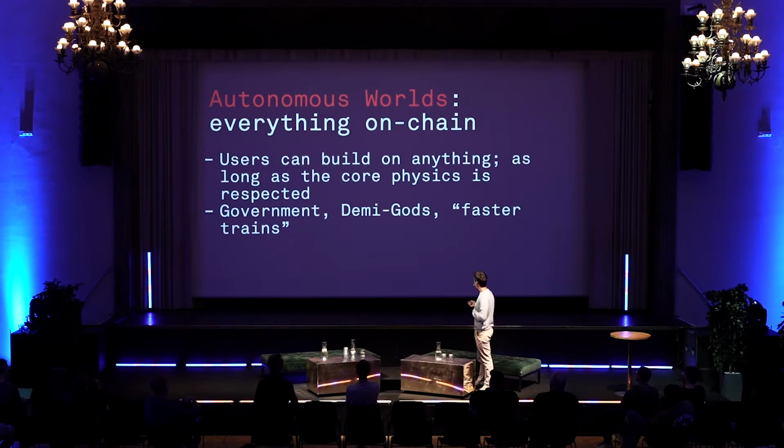And so, compare this to autonomous worlds. Here, given the entirety of the rule set, that is the physics, is on chain, the users can build anything as long as they respect the core physics, right? Kind of like in this universe where I can build anything as long as I respect the core physics. Things like government, demigods, quote-unquote faster trains.